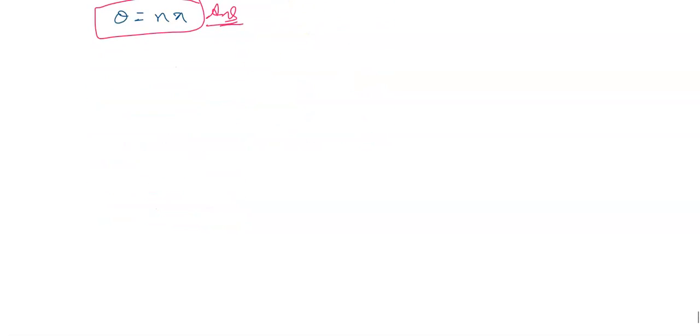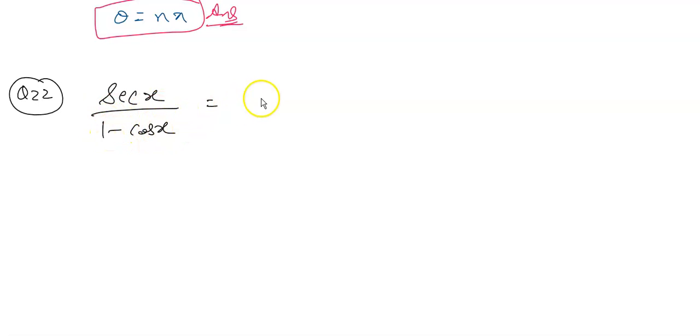Question number 22. It says the number of solutions of the equation sec x upon 1 minus cos x is equals to 1 upon 1 minus cos x. So we have sec x upon 1 minus cos x is equals to 1 upon 1 minus cos x.